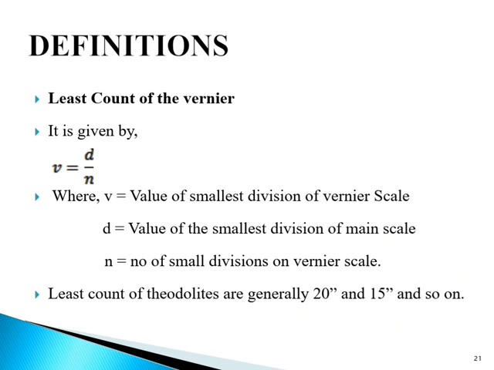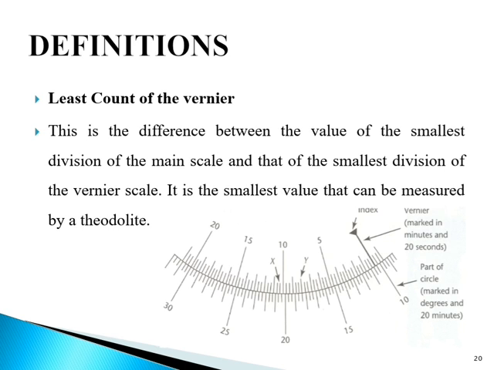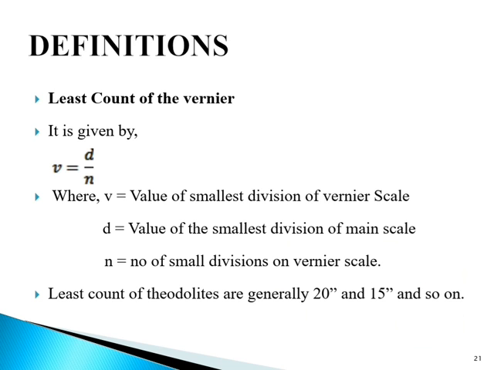It is given by the equation V = D/N, where V is the value of the smallest division of the vernier scale, D is the value of the smallest division of the main scale, and N is the number of small divisions on the vernier scale. The least count of theodolites is generally 20 seconds, 15 seconds and so on. So be sure you know all the values from the vernier scale and main scale here. Minutes and seconds will be given.